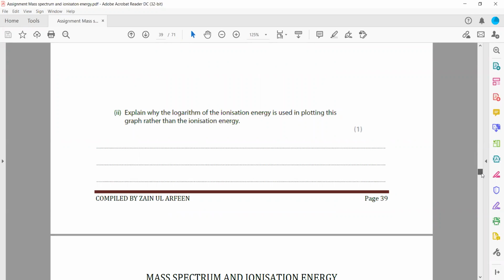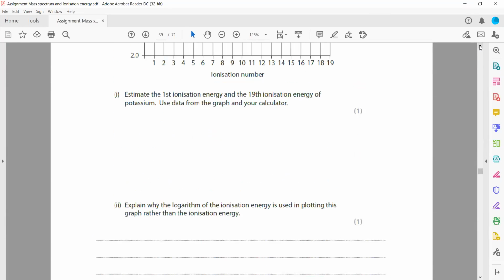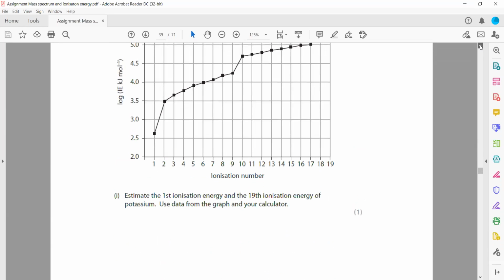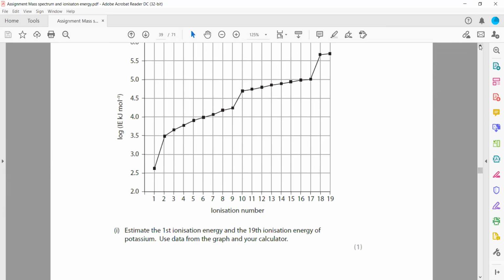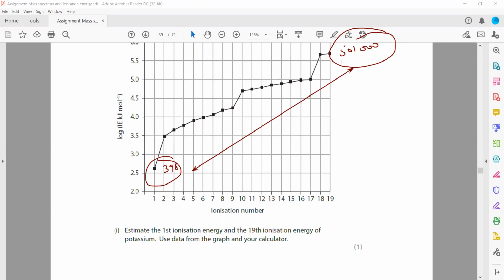Then the second part: explain why the logarithm of ionization energy is used. What is the reason why logarithm is used? You can clearly see that when we worked out the first ionization energy, the answer was about 398. The 19th ionization energy is about 501,000. So between the first value and the last value there is a big difference, and it will be difficult to plot these on the same scale.